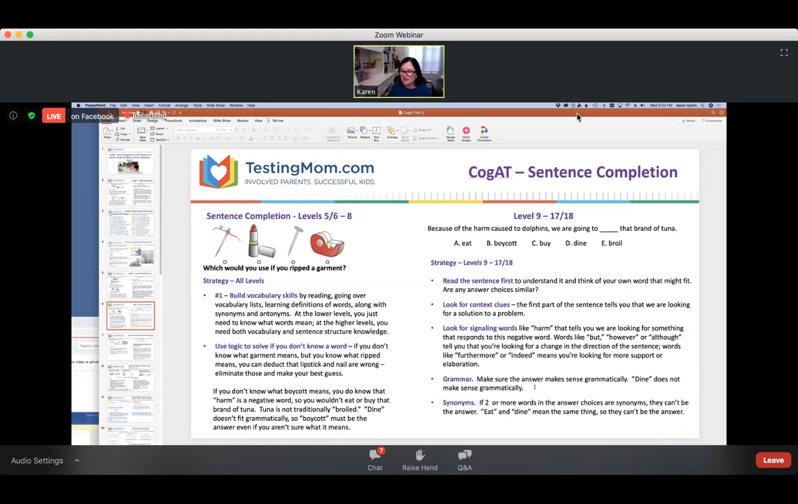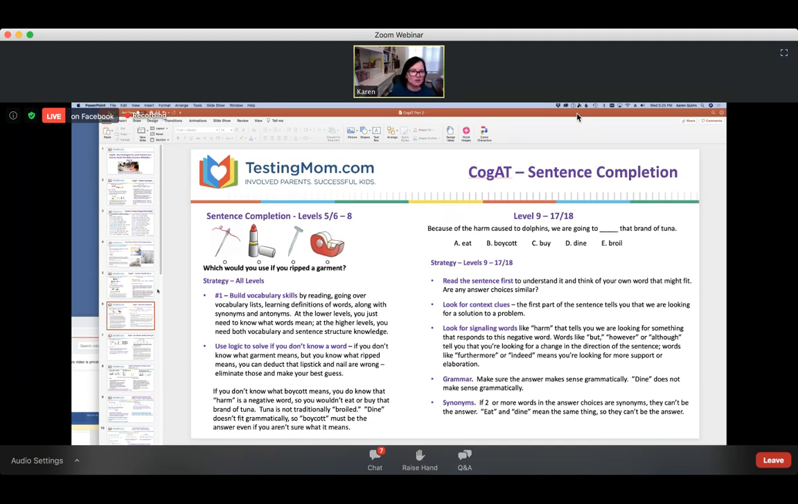And grammar, just make sure that the words grammatically make sense. Like, we are going to dine that brand of tuna does not make sense, because grammatically that's wrong. The other thing is, if you see two or more words in an answer choice for sentence completion that are synonyms, they would not be the answer, because if they mean exactly the same thing, you wouldn't have two of them. So here we have eat and dine, they're synonyms. We know those are not right. So these are all ways that you can analyze these sentence completion questions and come up with the best answer.